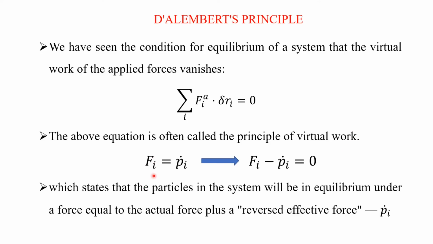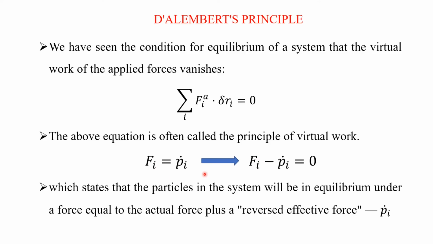We know that force Fi is nothing but the rate of change of momentum, that is, the time derivative of pi. So this is the force equation. In other words, Fi is equal to ma. This is nothing but Newton's law. So if you bring pi dot to the left hand side, we will get Fi minus pi dot equal to 0. If you see mathematically, both look like the same. However, the physics of the two equations is different.